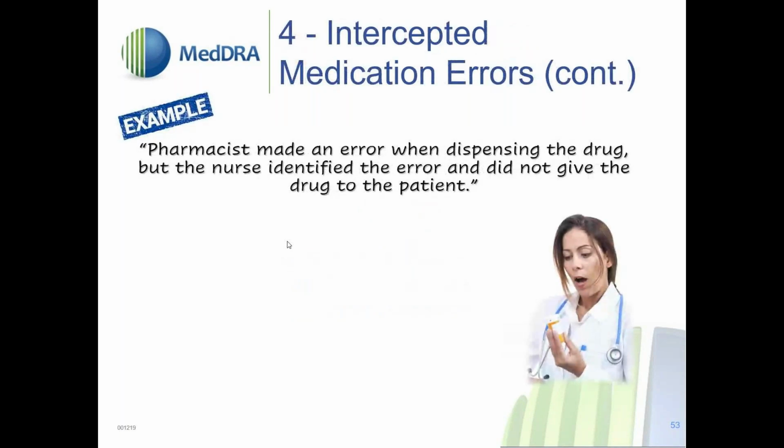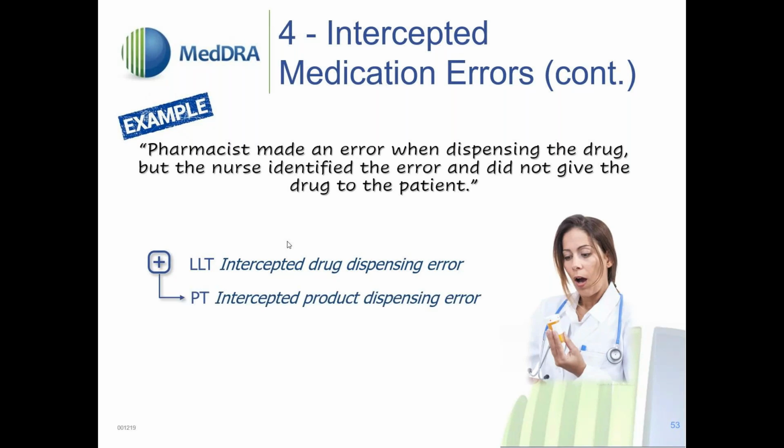Meaning that when it is reported that a pharmacist made a mistake when dispensing the drug, but the nurse identified the error before giving the drug to the patient, we should select LLT intercepted drug dispensing error under PT intercepted product dispensing error, capturing the stage where the error actually occurred. We would not code to LLT intercepted administration error because the nurse did nothing wrong. The error occurred at the dispensing stage.